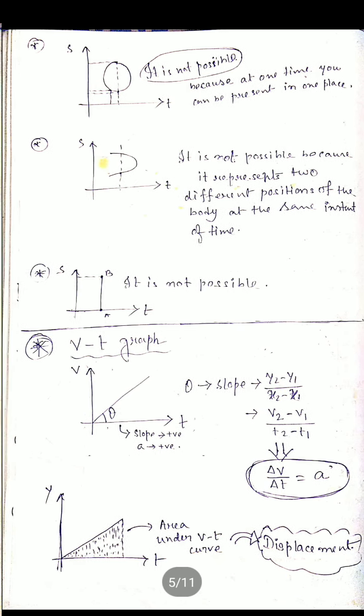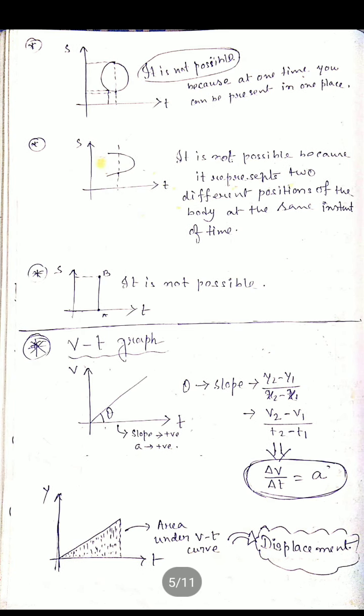Clear? So this is all about the displacement time graph, and how you can find the corresponding velocity time graph, and how you can understand positive and negative values. Okay, understood? I think you understood. If you have any kind of problem, please write in the comment box. Okay, now let's talk about the velocity time graph.